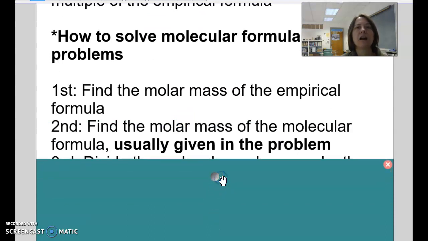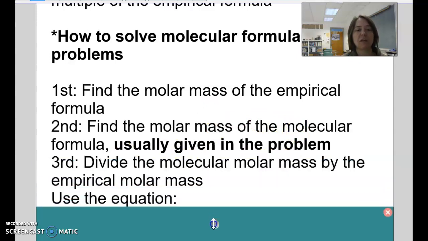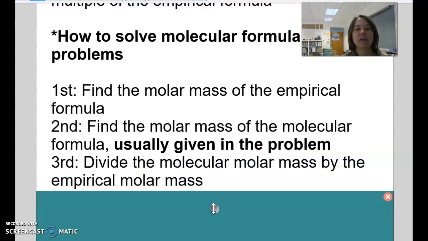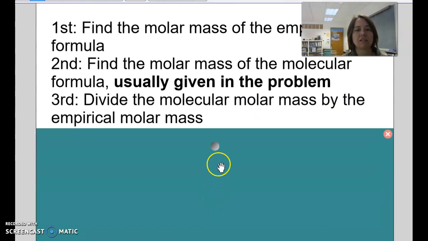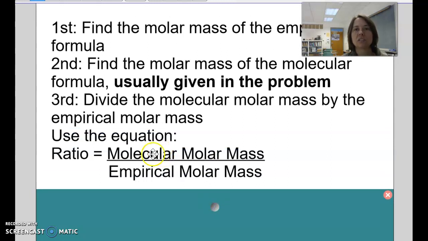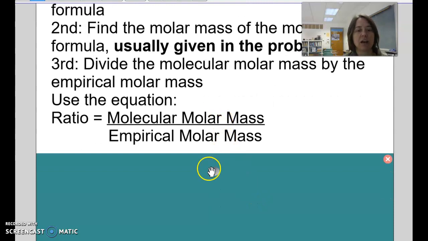Second, we find the molar mass of the molecular formula. It's usually given in the problem, so don't flip these two around. And then third, you divide the molecular mass by the empirical molar mass, and you use this equation: ratio equals molecular molar mass over empirical molar mass. So this should give you some multiple. If your answer is a decimal less than 1, you did it wrong. You flipped them around. So make sure you do that.